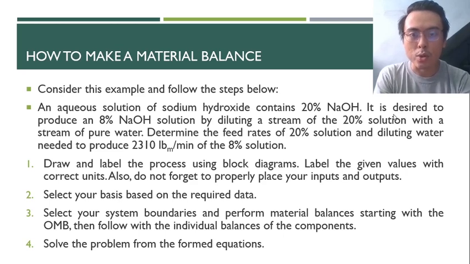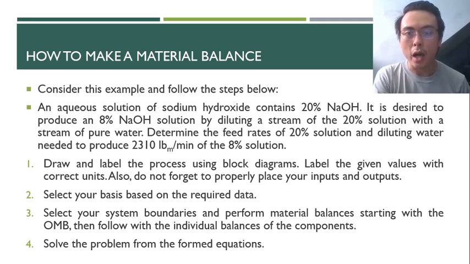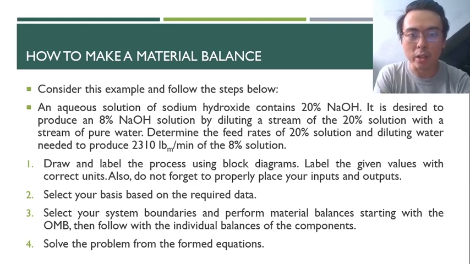An aqueous solution of sodium hydroxide contains 20% NaOH. It is desired to produce an 8% NaOH solution by diluting a stream of the 20% solution with a stream of pure water. Determine the feed rates of 20% solution and diluting water needed to produce 2,310 pounds mass per minute of the 8% solution.